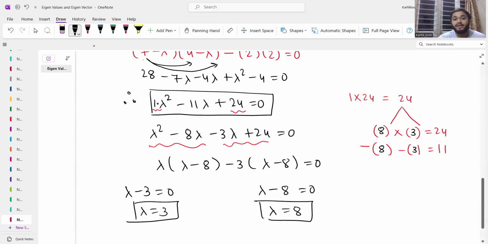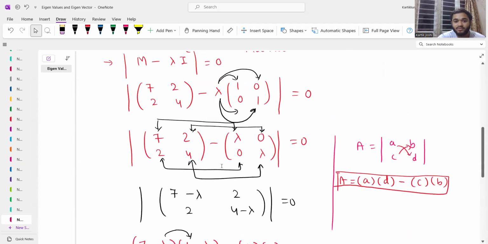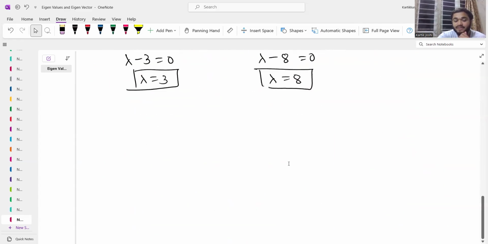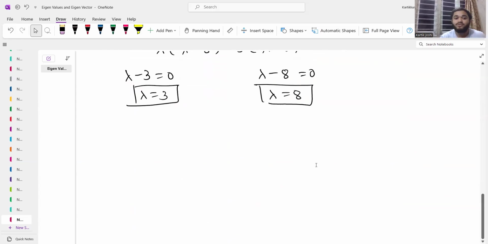So now we are going to find the eigenvectors. First check whether the lambda values, lambda 3 and lambda 8, are right or wrong. It is right. Now option B is to find the eigenvectors. So here the lambda values are 3 and 8. What is the formula for finding the eigenvector? It's time to find the eigenvectors.